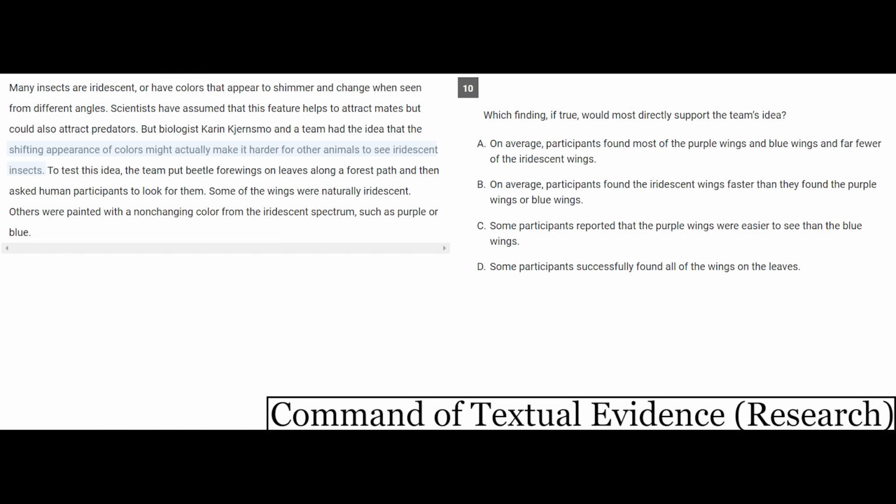The team's experiment was to see if people could spot more iridescent beetle wings or non-changing blue and purple wings when walking along a path. So now we can use our mind to decide what result of data would support the claim. And in this case, if people saw less iridescent wings than non-changing colored wings, then it would support the idea that iridescent wings are less visible to animals.